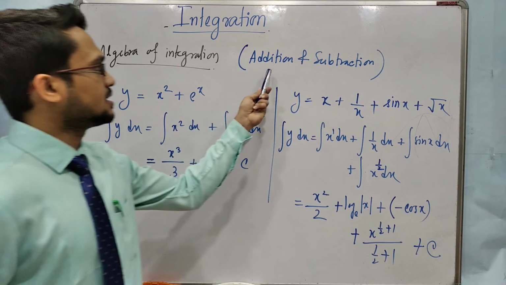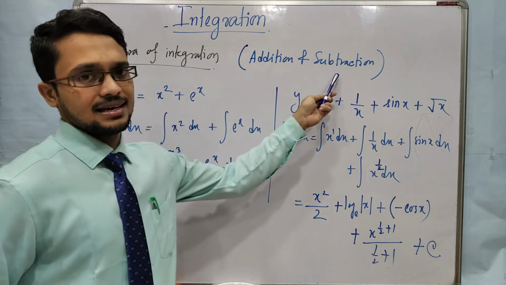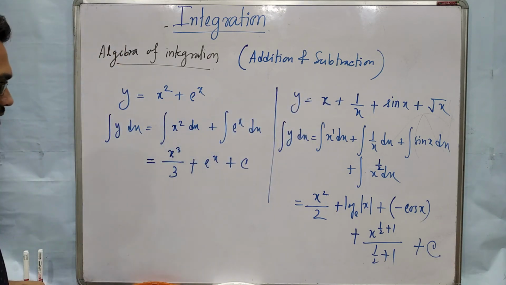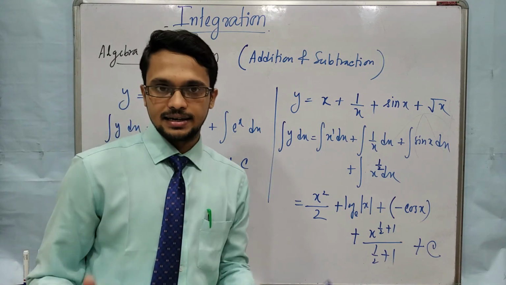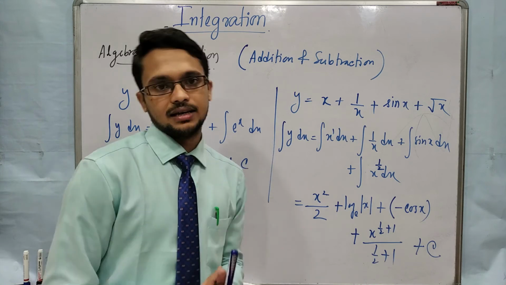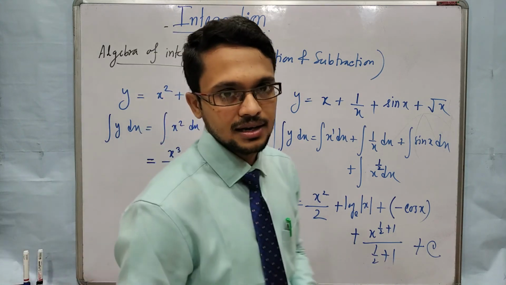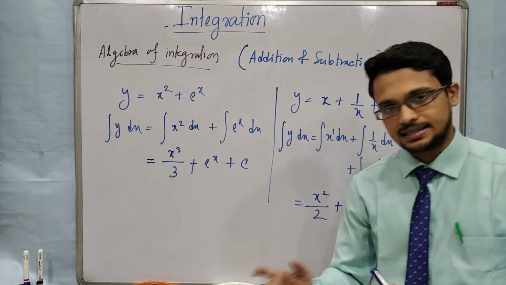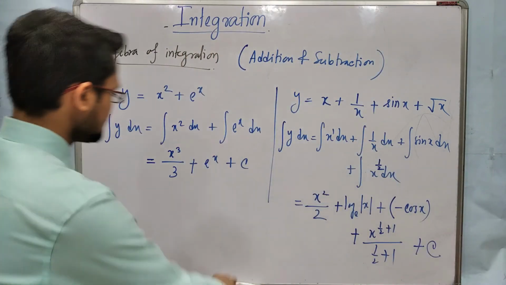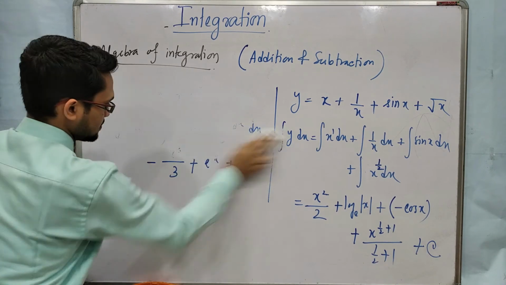Which kind of equation? The equations in which addition and subtraction is there. Okay, understand? So make them separate and integrate them separately, like differentiation. What we had done in differentiation, separately we had differentiated each term. Here separately we will integrate each term. Okay, understand? Now come to the multiplication.